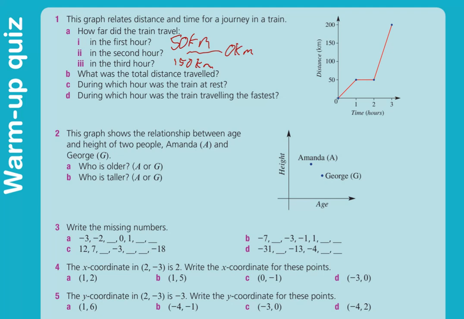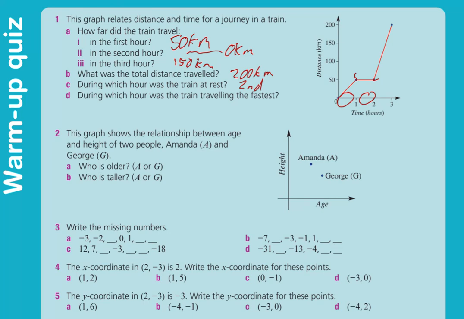Okay, what was the total distance travelled? Well, it went from 0 all the way up to 200, so it went 200 kilometres. Which hour was the train at rest? That's the second hour. So here's the first hour. Here's the second hour. And as we can see, in between those two dot points, it's just completely horizontal. It has not gone up in distance.